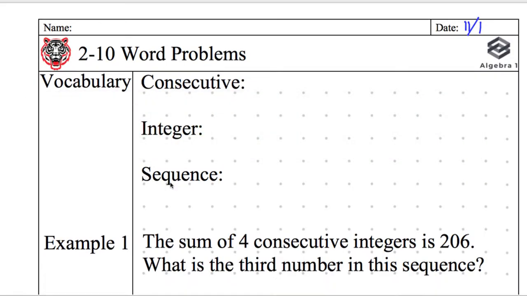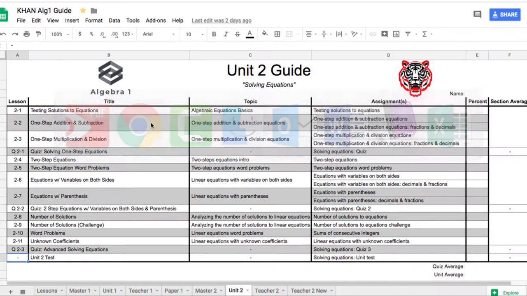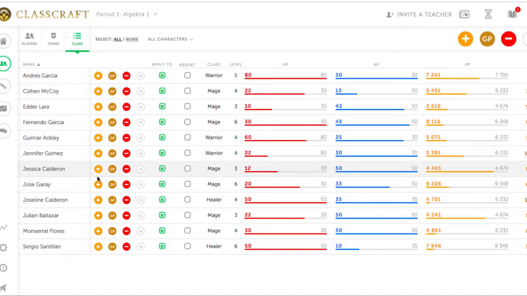All right, so let's go ahead and take some notes here. Vocabulary, consecutive. Does anyone have a quiet raised hand to tell me another way to say consecutive? Go for it, Gunnar. In a row? Yeah, in a row. It means one after the other. I think one after the other is slightly better. It means back to back to back, one after the other. So thank you, Gunnar.